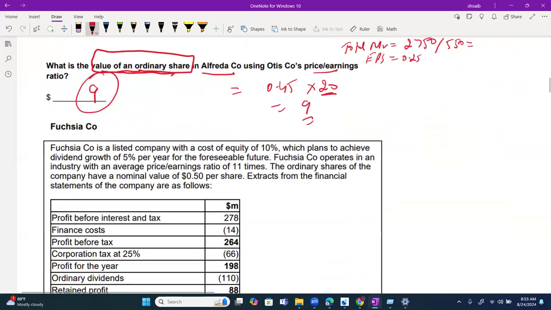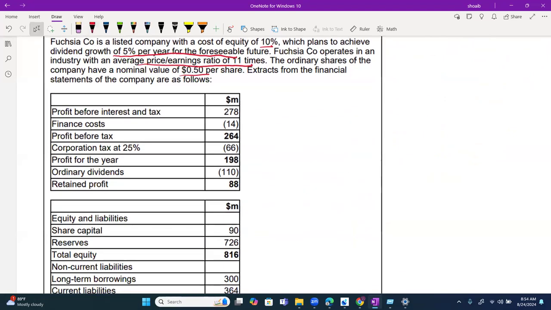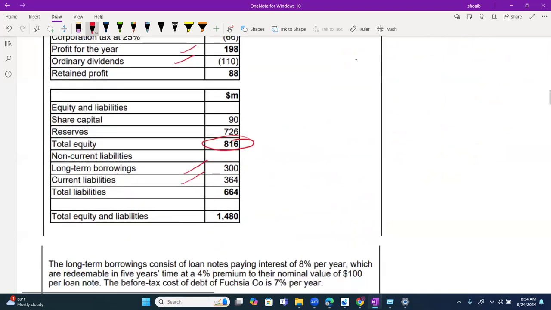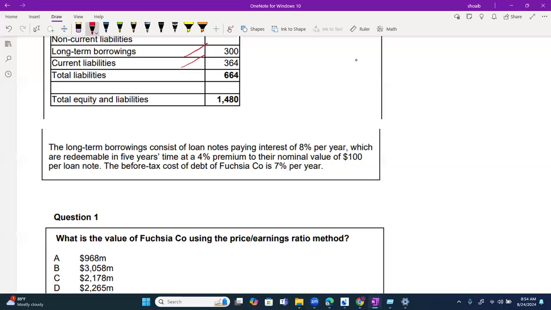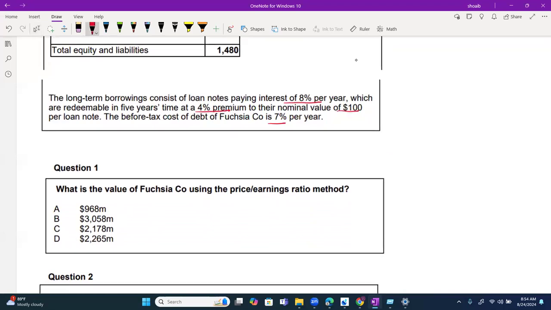Okay. Next. Fuchsia company is a listed company with a cost of equity of 10%, which plans to achieve dividend growth of 5% per year for the foreseeable future. The company operates in an industry with an average PE ratio of 11. The ordinary shares of the company have a nominal value of 0.5. Profit before tax, finance cost, profit after tax, ordinary shares, equity, long-term liabilities and current liabilities are given. Long-term borrowing consists of loan notes paying 8% per year interest, which are redeemable in 5 years' time at a premium of 4% to their nominal value. Before-tax Kd is 7%. What is the value of Fuchsia company using the PE ratio method?